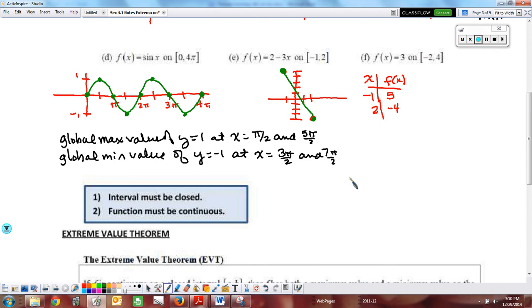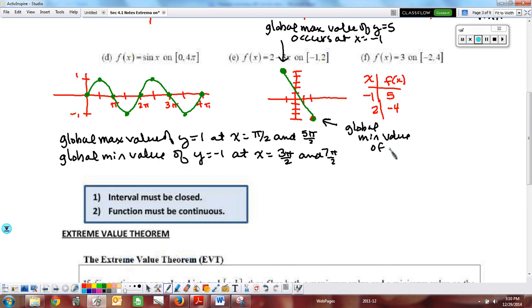All right, and then say, well, what is my global max and my global min? Do I have one? You might say, well, there's no dips or extrema. And I'm like, well, yes, there is. The global max value of y equal to 5 occurs at x equal to -1, and then the global min value of -4 occurs at x equal to 2. So what you see happening here is that if you have that closed interval, even if there are no hills and valleys, not a lot of increasing and decreasing switching going on in the function, you are still guaranteed to have at least one global max and global min, because it could happen at the endpoint.